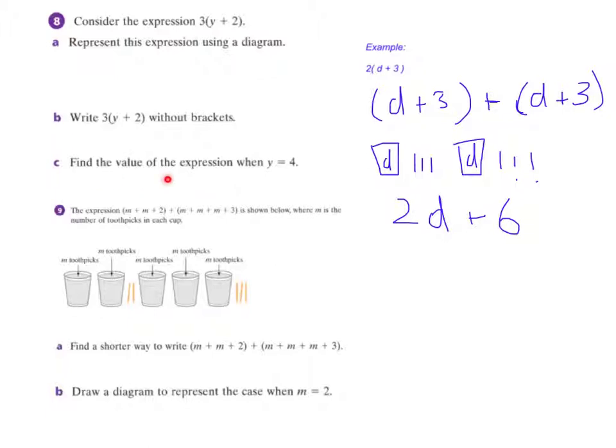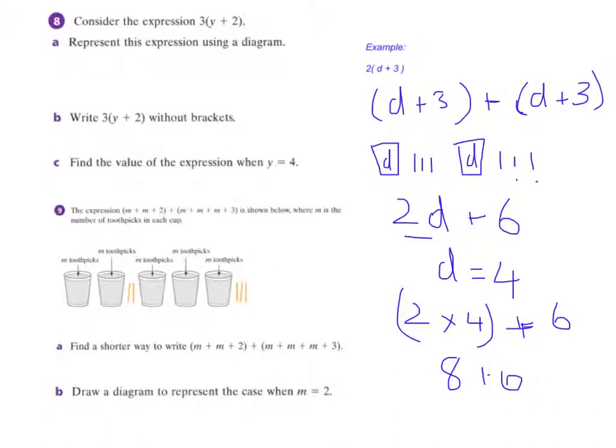And then lastly it says find the value when y equals 4. So I would put this when, say, d equals 4. What would I have to do? So that's 2 times 4 plus my 6. Now, I've got to do that first because that's there together. 2d is together. So 2 times 4 is 8 plus my 6. 8 plus 6, 14. So there we go.